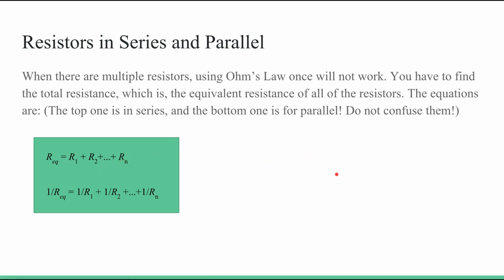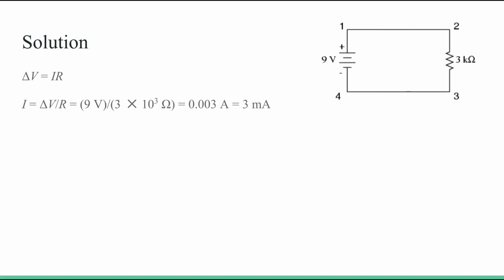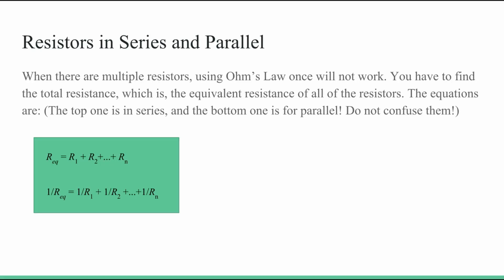Now we're going to talk about resistors in series and parallel. When there are multiple resistors, using Ohm's law once will not work. In the example we did over here, you just used Ohm's law once, but that was only because there's one resistor. When there are multiple resistors, you have to find the total resistance, the equivalent resistance, Req. The equations are these: the top one's for series and the bottom one's for parallel. So do not confuse these.